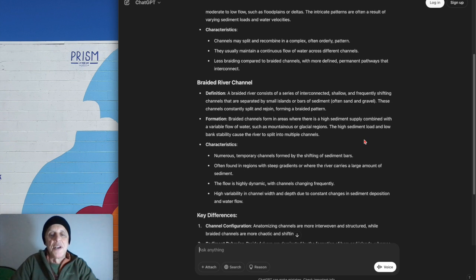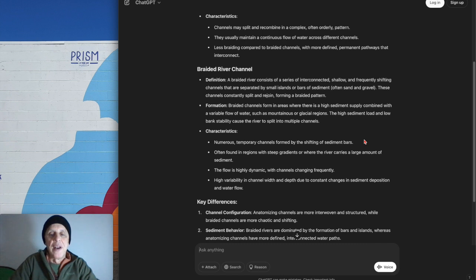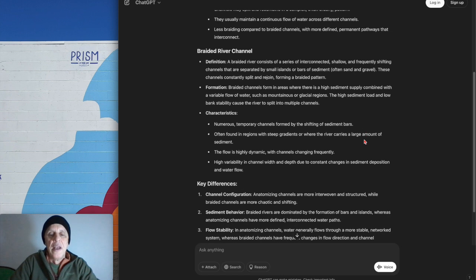A braided river channel. A braided river consists of a series of interconnected shallow and frequently shifting channels that are separated by small islands or bars of sediments, often sand and gravel. These channels constantly split and rejoin, forming a braided pattern. Braided channels form in areas where there is a high sediment supply combined with a variable flow of water, such as mountainous or glacial regions. The high sediment load and low bank stability cause the river to split into multiple channels.